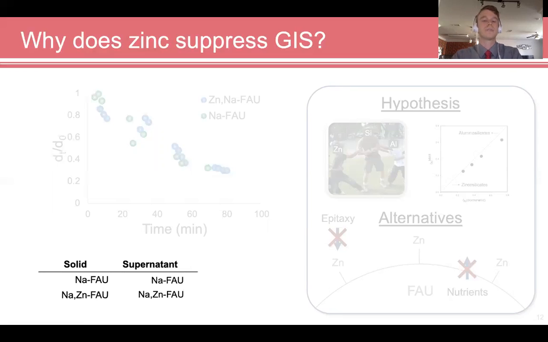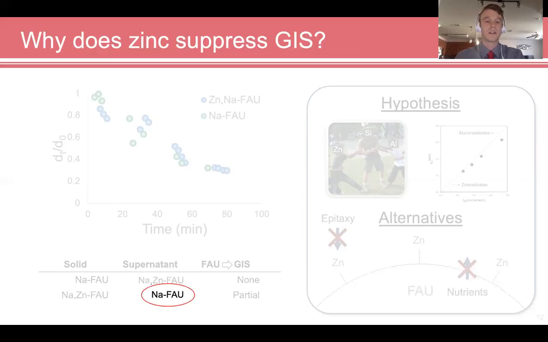Well, we did two syntheses with and without zinc. We synthesized phillipsite, and then we separated the solid from the supernatant and resuspended each solid in the opposite supernatant. So then after we synthesize these further, we see that when zinc is present in the supernatant, we do not see any conversion to GIS, but we do when zinc is present only in the solid. So this gives us a better idea that it's probably the zinc in solution that's preventing GIS from forming.